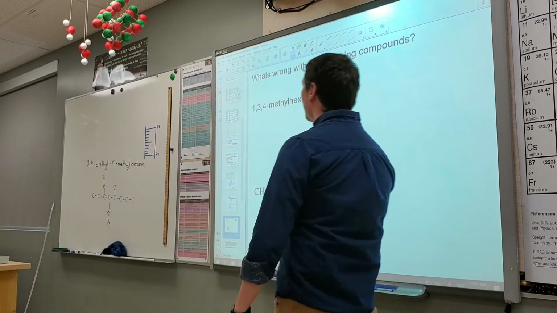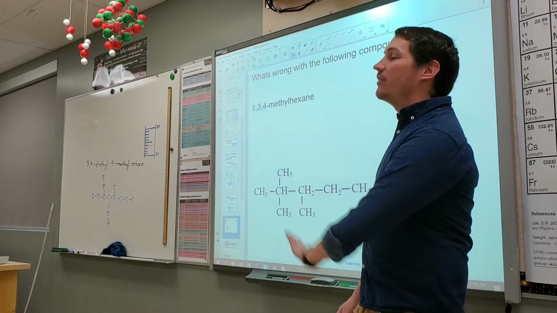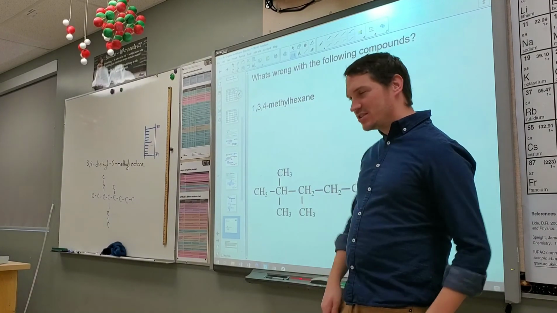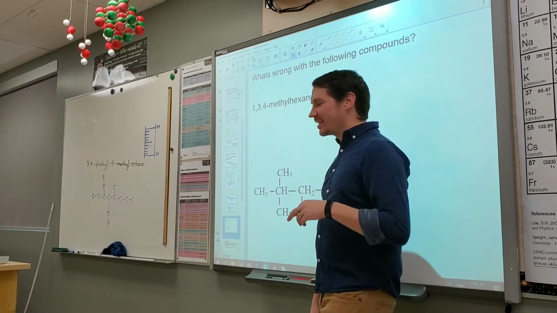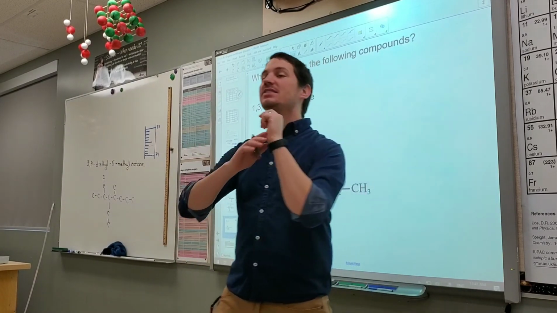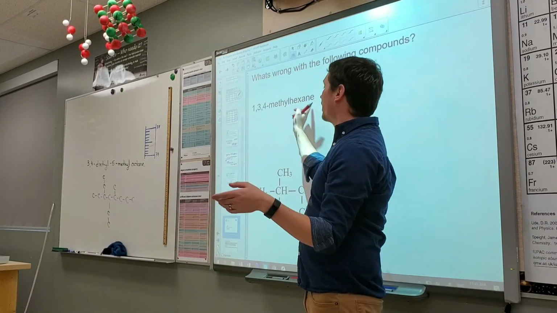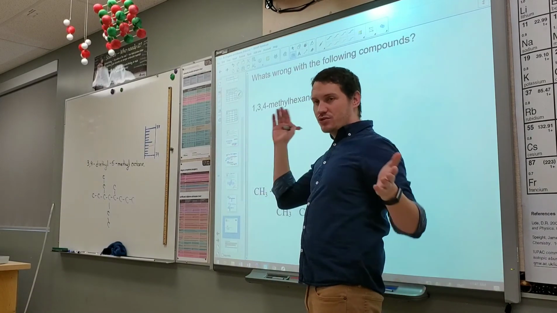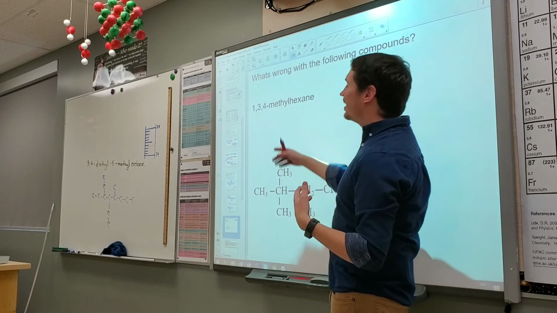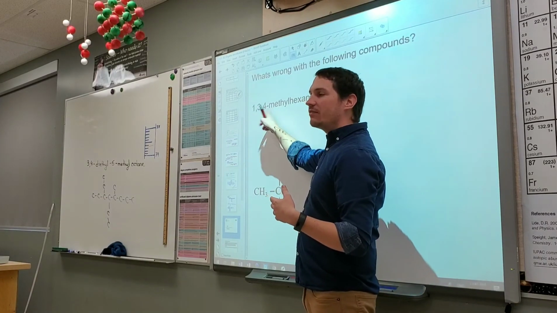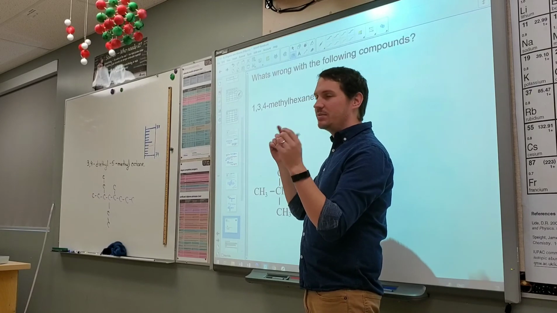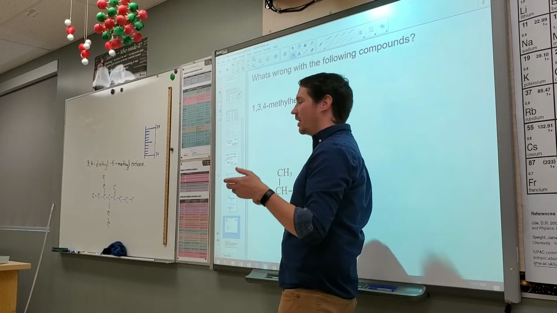Now, there are several things wrong with the first one. I love this one so much. It just discombobulates people. What is the obvious problem with this name? Trimethyl, right? There's got to be a prefix. You have several methyl groups, so there's got to be di, tri, tetra, whatever.